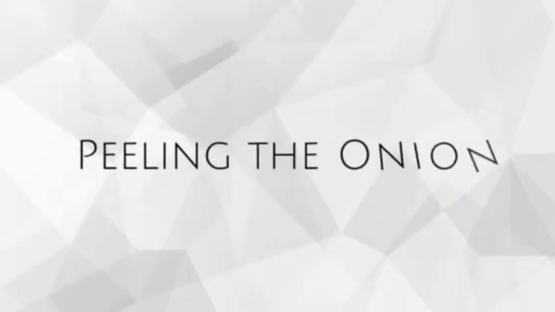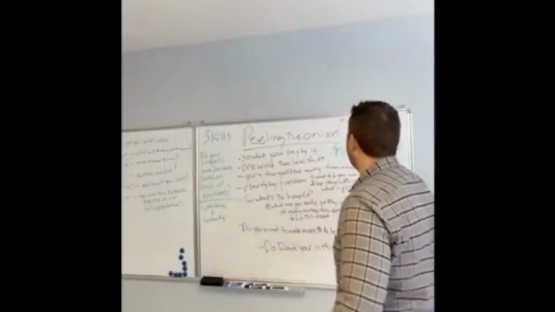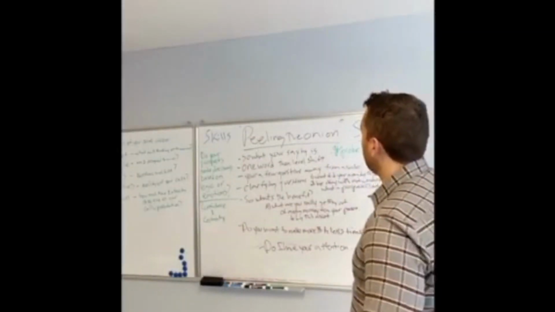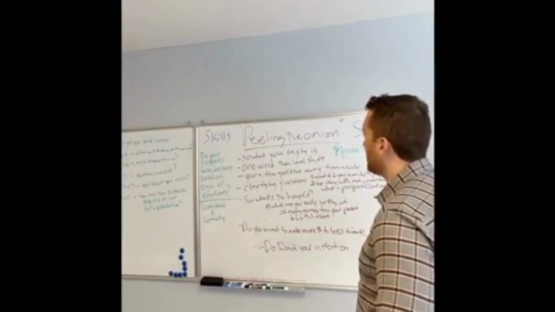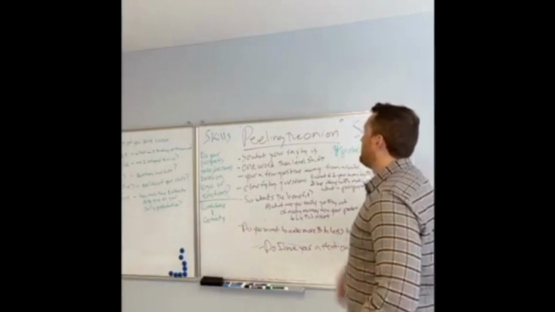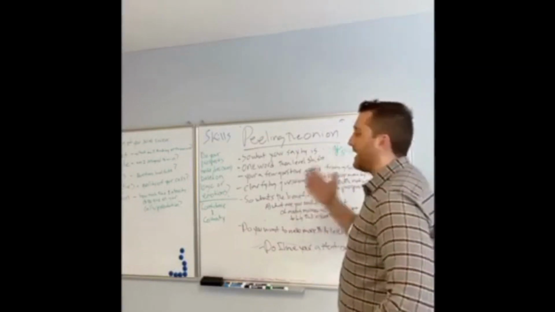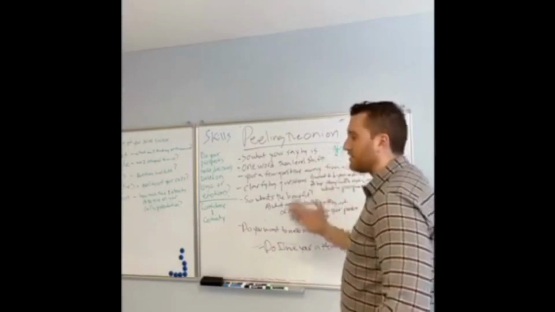We're talking about today peeling the onion. That's the title of today, and that's because it's about the skills of asking good questions. That's what we're going to talk about. And what does peeling the onion really mean? Peeling the onion just means that there are different layers to every prospect and client that you're talking to.